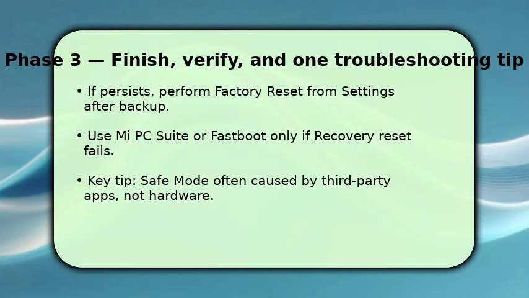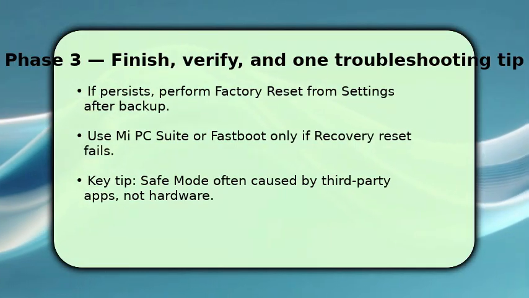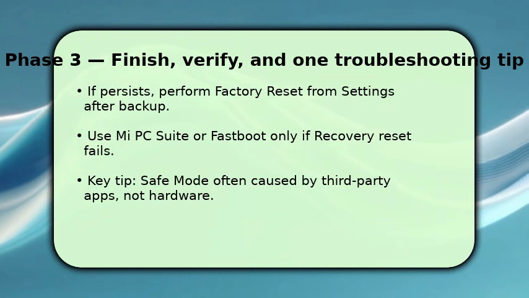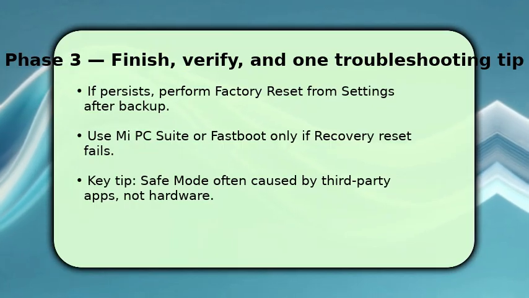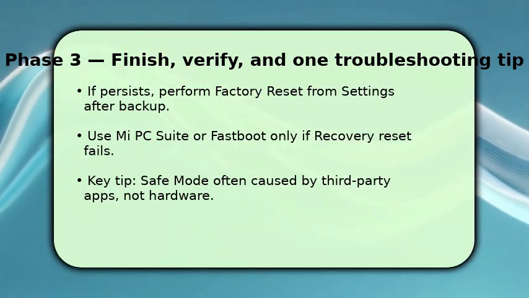If safe mode persists after cache wipe and app removal, back up your data and perform a factory reset from settings. This removes stubborn software triggers. Once you reset and restore selectively, avoid reinstalling suspect apps.